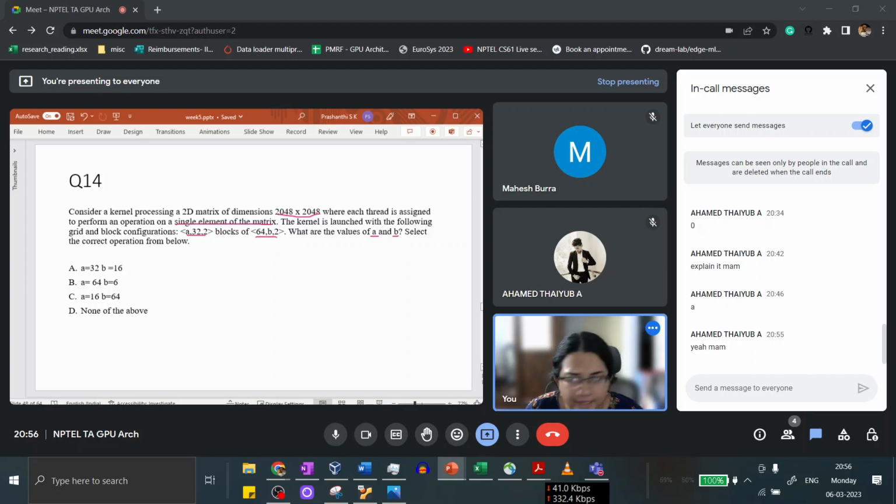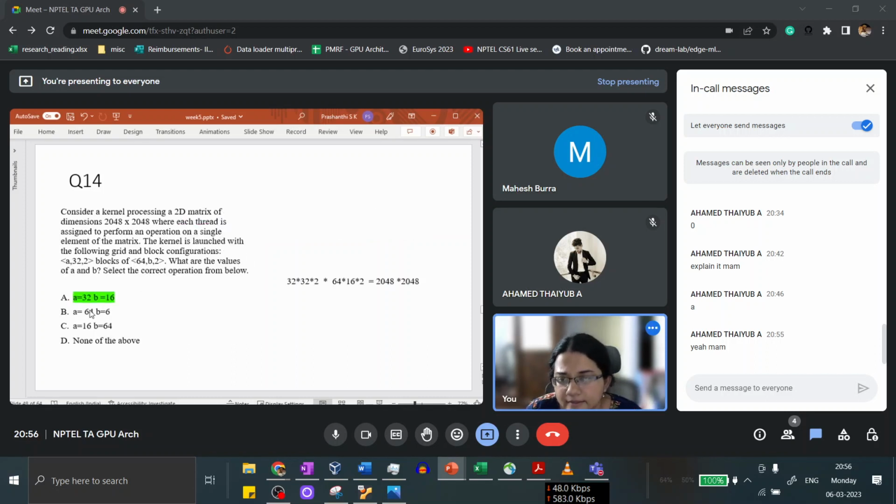Okay, in the interest of time, let's actually go look at the answer. So it is option A. So how do you get that? So how many elements or how many threads do you have totally? Because every element is handled by a different thread. So total number of elements or total number of threads is 2048 into 2048. Now you are given two elements of this grid and block dimensions, which is 32 into 2 and 64 into 2, right? And the product of these two, as we already discussed, gives you the total number of threads, which should be equal to the right hand side.